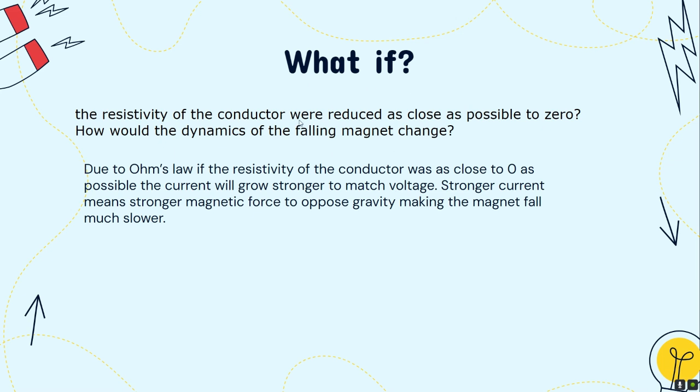What if the resistivity of the conductor were reduced as close as possible to 0? How would this change the dynamics of the falling magnet? Due to Ohm's law, if the resistivity of the conductor is as close to 0 as possible, the current will grow stronger to match voltage. Stronger current means stronger magnetic force to oppose gravity, making the magnet fall much slower.